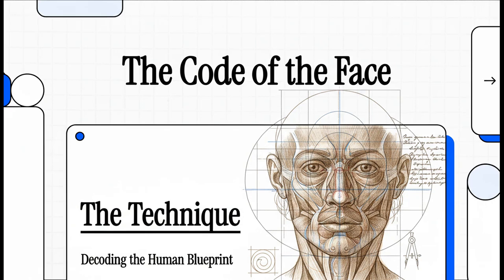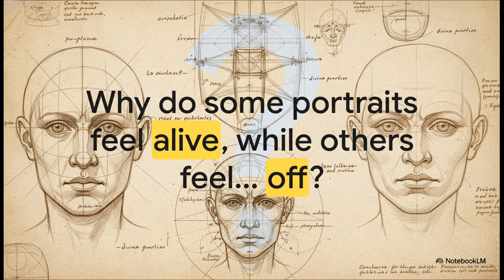All right, let's get right into it. Today, we are going to decode the architectural blueprint of the human face. We're going to break down the system, the secret code, really, that makes a portrait feel real, balanced, and truly alive. You know that feeling, right? When you're looking at a drawing of a face and something just feels a little off. You can't quite put your finger on it, but it's there.